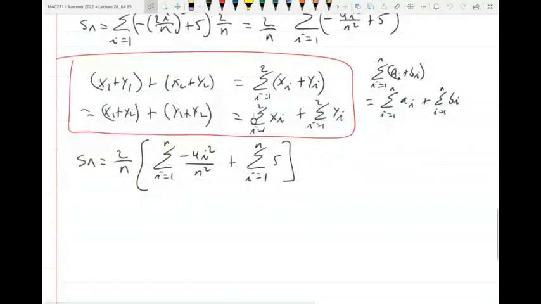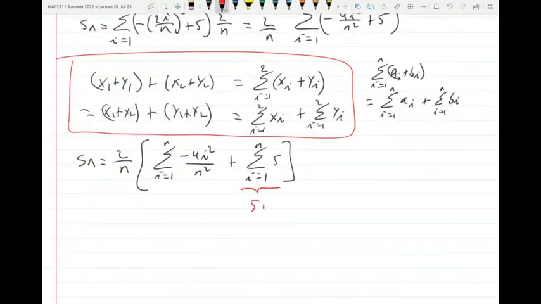Okay, that one is easy. So this part here is 5n. And then this one, well, negative 4 over n squared is a constant, so I can take it out of the sum. Remember, the variable here is i. This is the thing that's changing from 1 to n. That's the one that we cannot just take out, but the rest we can.